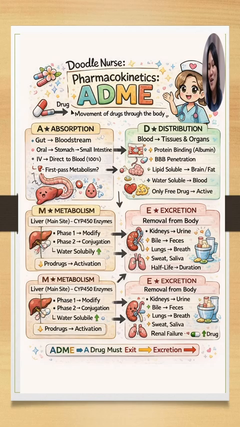On this slide, we are looking at pharmacokinetics, like I mentioned earlier. This is what describes how drugs move through our body. A simple way to remember this is the acronym ADME, which stands for absorption, distribution, metabolism, and excretion. Let's start with absorption. This refers to how the drug enters our bloodstream.